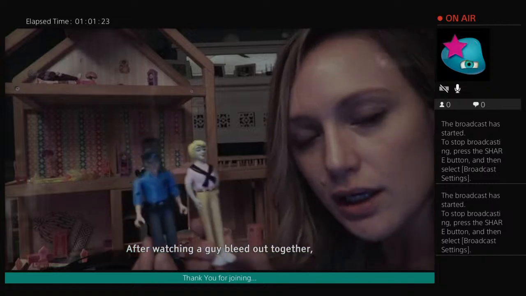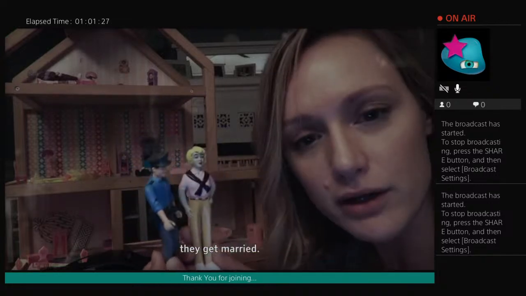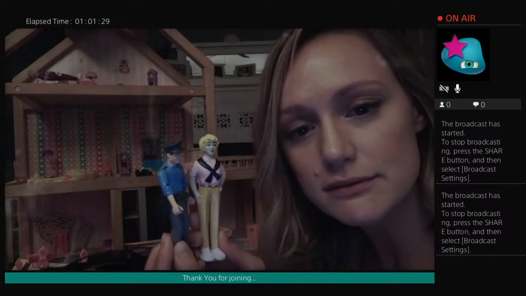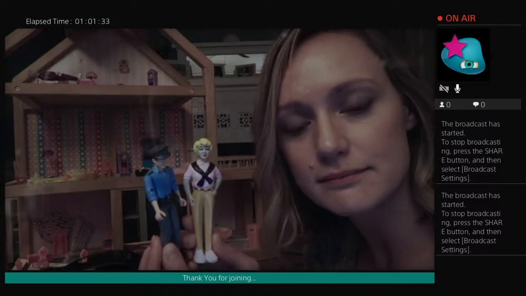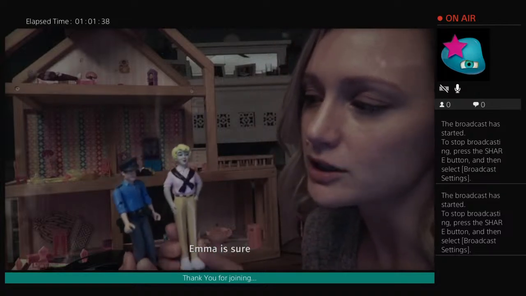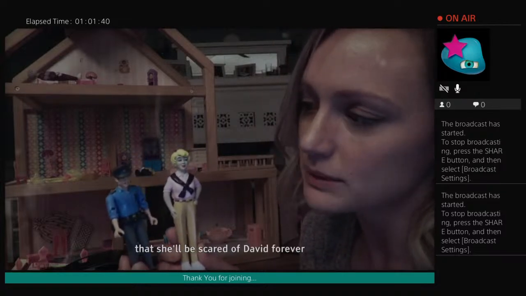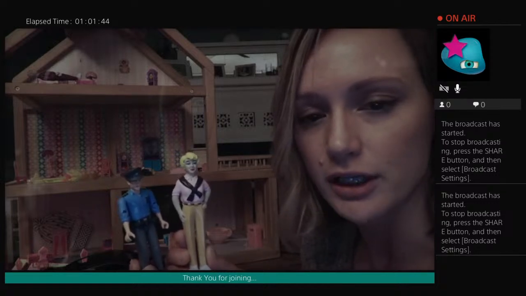After watching a guy bleed out together, they get married. That helps make things make sense. Even so, Emma is sure that she'll be scared of David forever and ever.